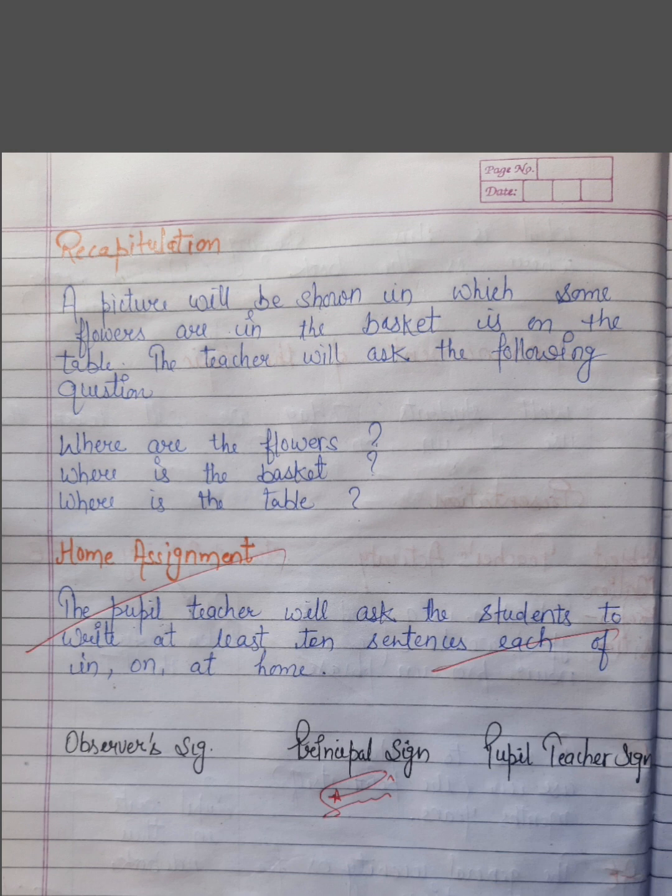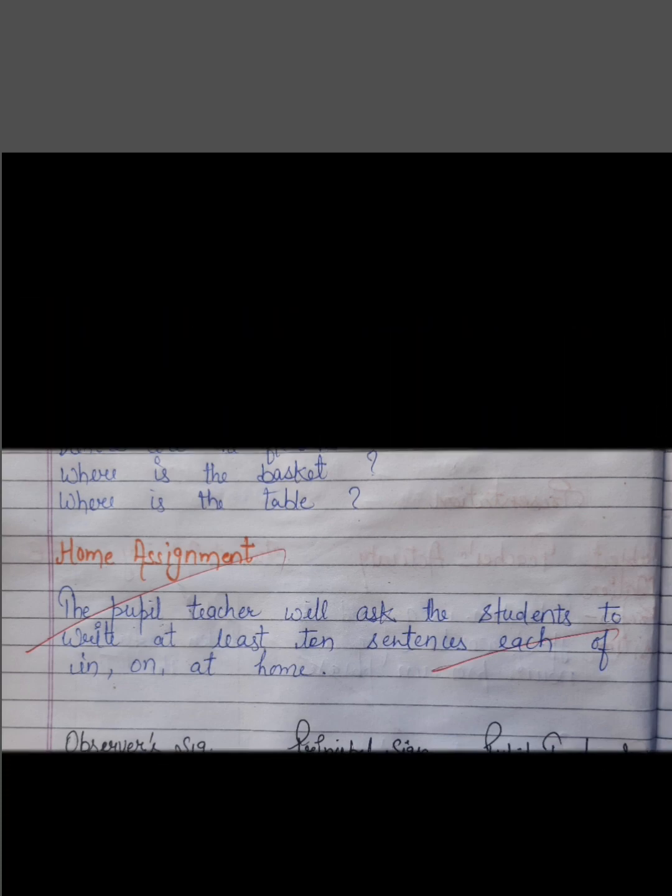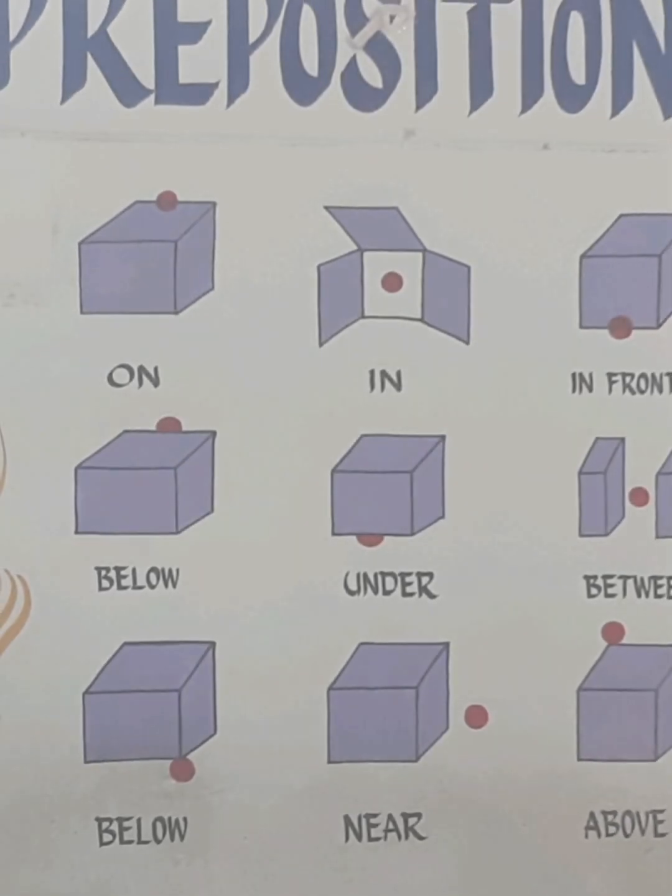And then home assignment. The pupil teacher will ask the students to write at least 10 sentences each of in, on, at.